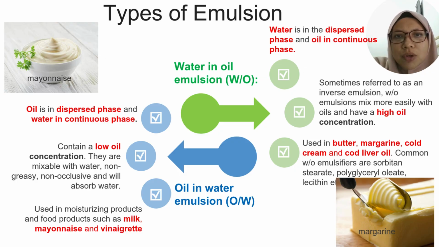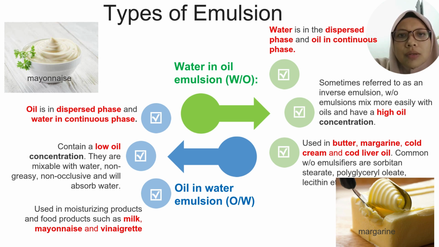Okay, next is types of emulsion. You just remember these two types lah. Actually we have many other types of emulsion, so these are the basic types lah. First is water in oil emulsion, and second is oil in water emulsion. Actually we also have water in oil in water emulsions, and sometimes we have oil in water in oil emulsions. So banyak peringkat.